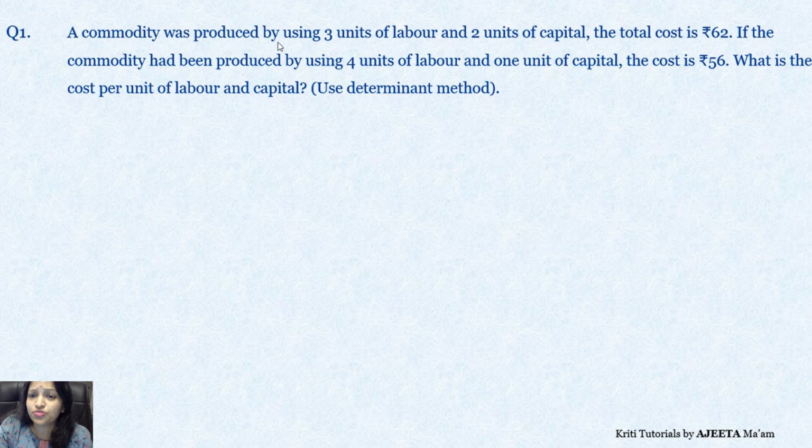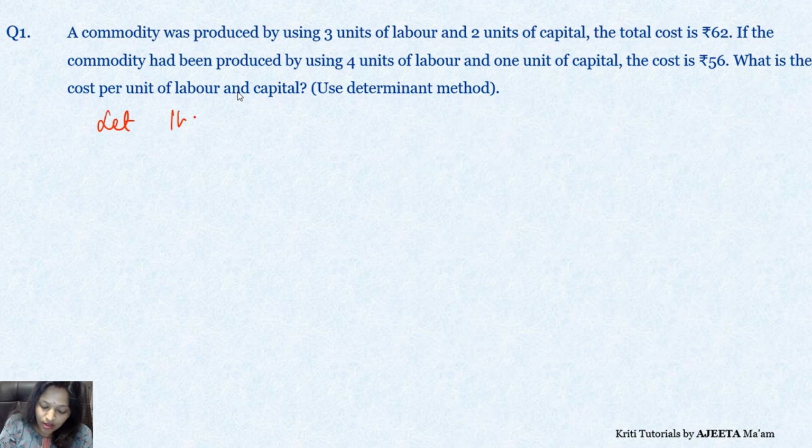A commodity was produced by using 3 units of labor and 2 units of capital, and the total cost is rupees 62. If the commodity had been produced by using 4 units of labor and 1 unit of capital, the cost is rupees 56. What is the cost per unit of labor and capital? So now first point is what is going to be x and y. Of course your x and y will be the cost per unit of labor and the cost per unit of capital. Correct? Now let's take the let statement.